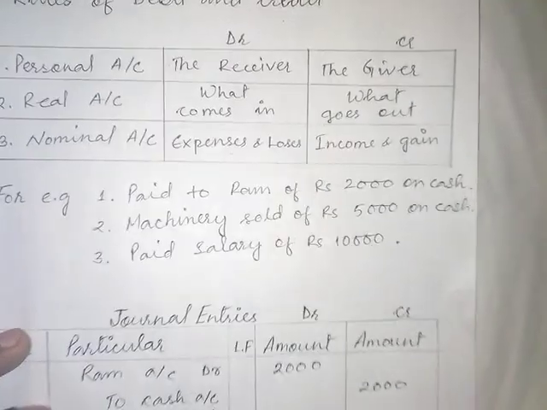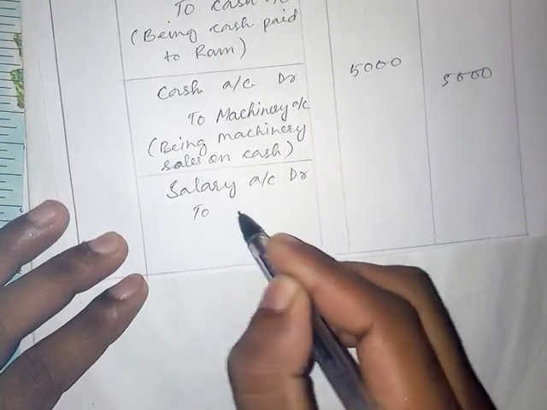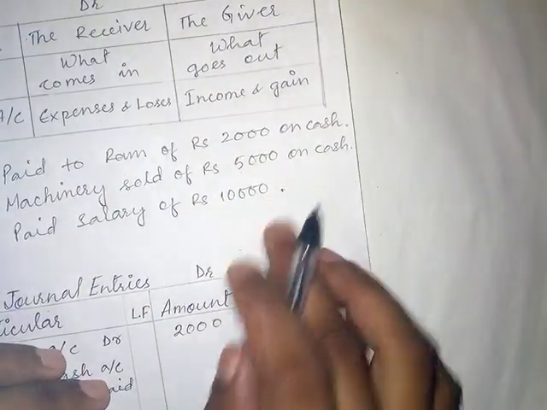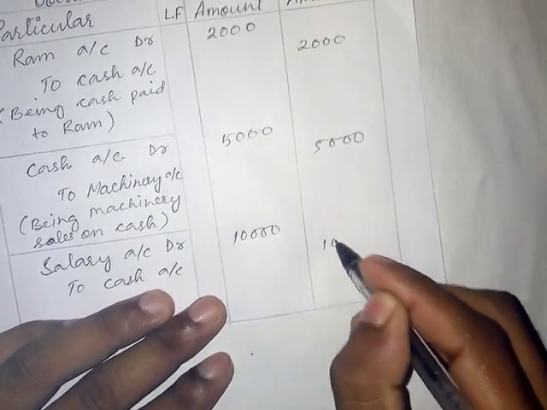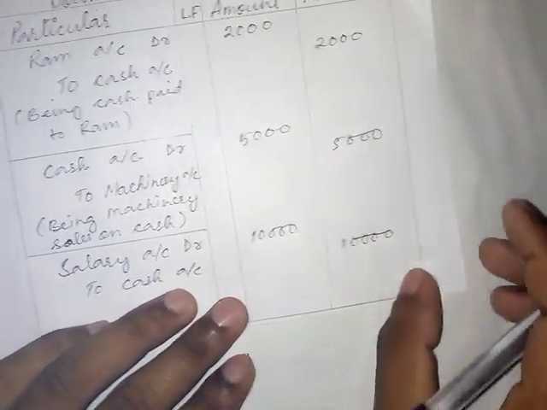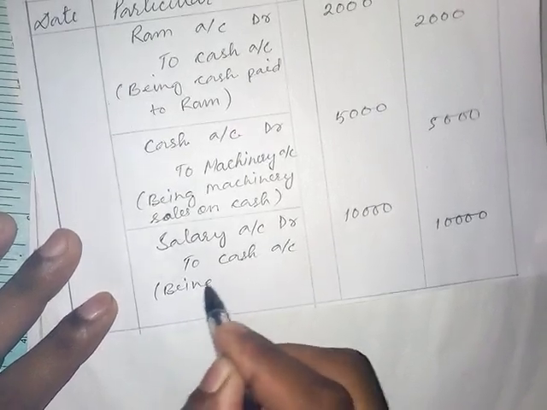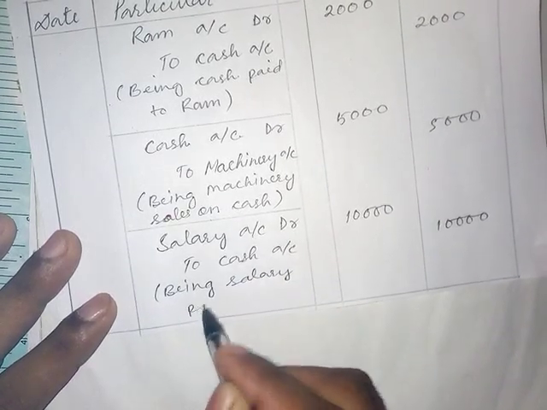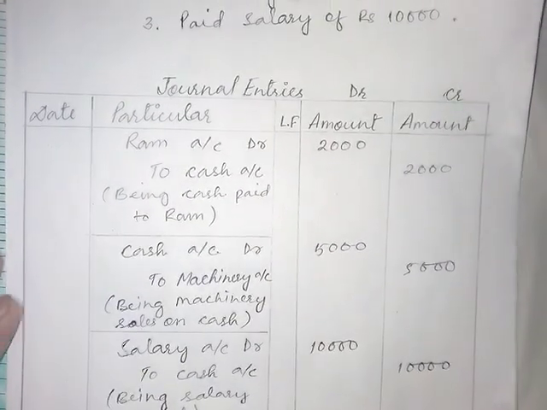We know obviously the salary is paid in cash only, right? So you write: salary account debit to cash account. The amount here is 10,000, so you write 10,000 here, and here also you write 10,000. Now the narration you write: being salary paid. Finish. Only this much. It is very easy and very simple.